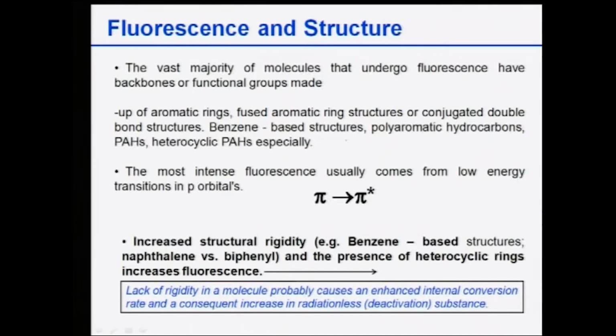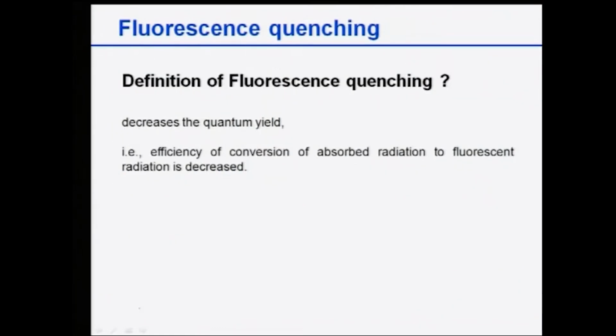To talk more about structures, the vast majority of molecules, as I said, have this kind of structure and transition can happen. Most importantly, increased structural rigidity, that is going from benzene to fused ring structures, and the presence of heterocyclic rings can also lead to increased fluorescence. Lack of rigidity in a molecule probably causes an enhanced internal conversion rate and a consequent increase in radiationless deactivation, which is still not widely accepted, but normally this is what is believed in the literature.